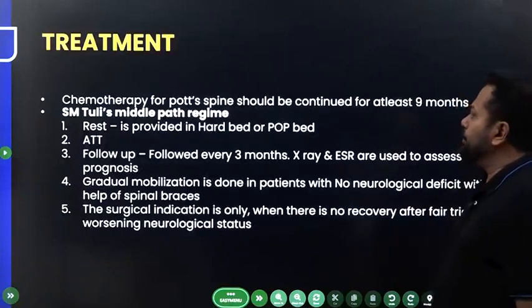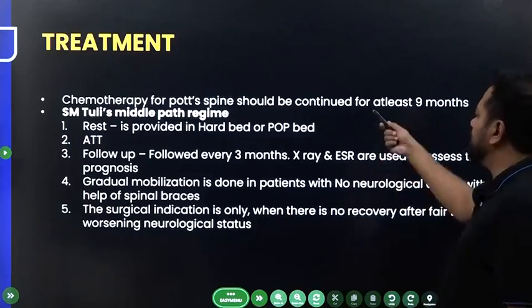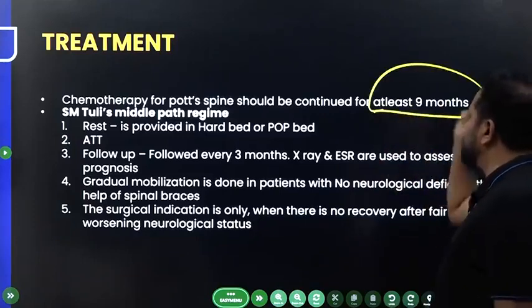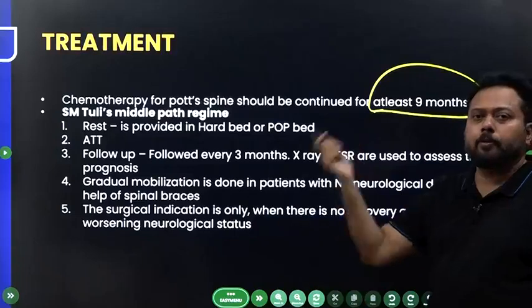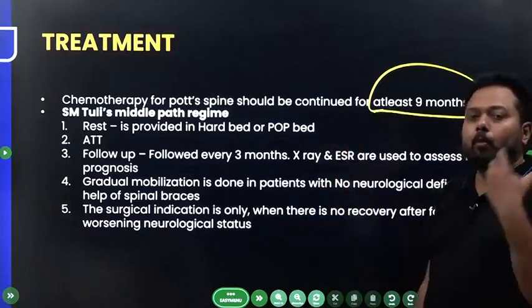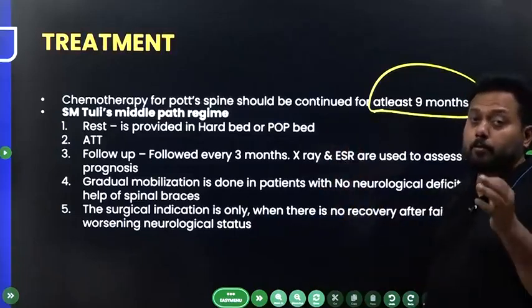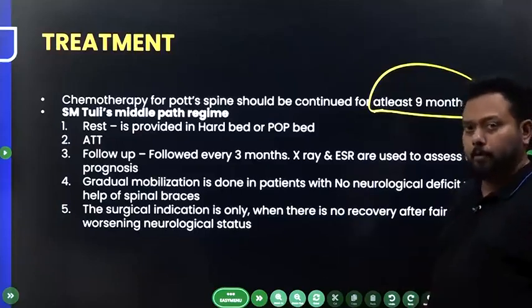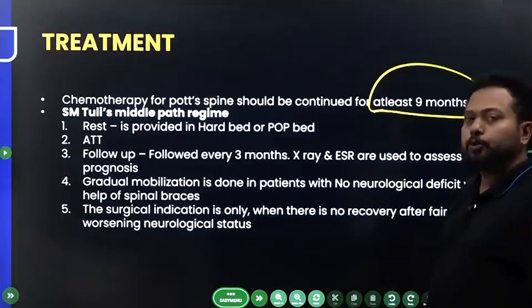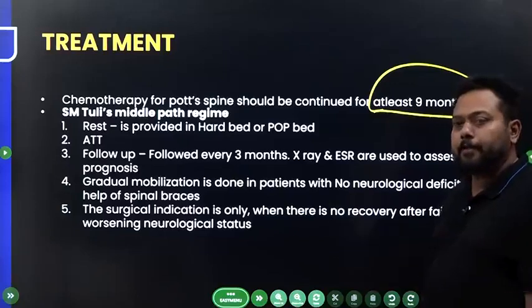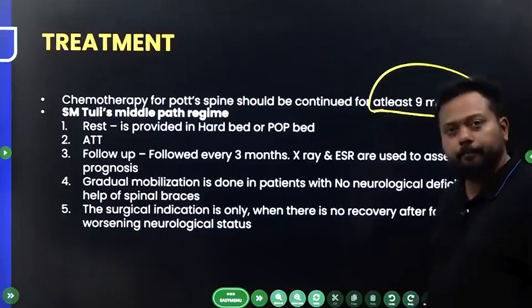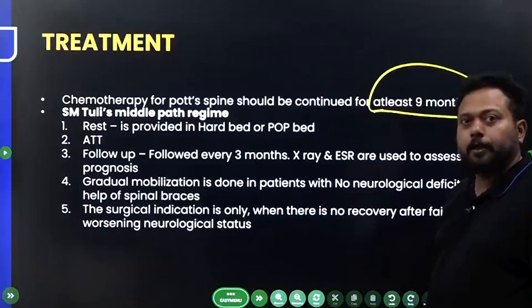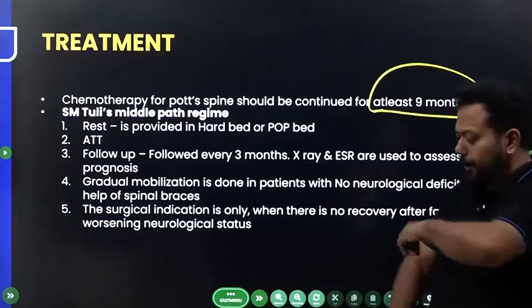Chemotherapy for Pott's spine should be continued for at least 9 months. I told you earlier, in skeletal tuberculosis in general, whether tuberculosis of the hip, spine or knee, wherever there is skeletal tuberculosis, it is normally followed for 9 months. And you should know our great SM Tuli's middle path regime. Professor SM Tuli did very famous work in skeletal tuberculosis.